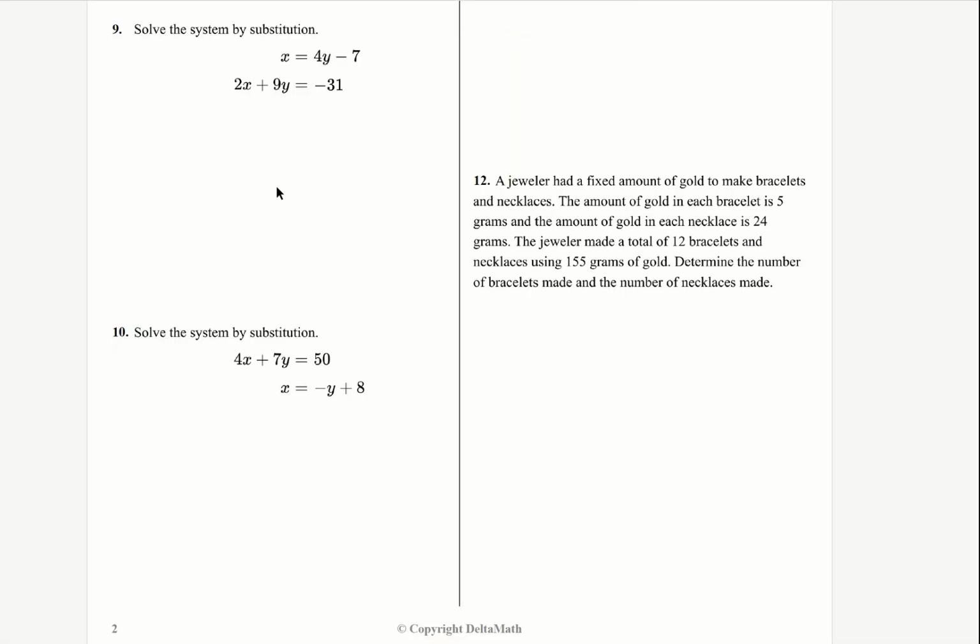Okay, here is one of our word problems. For these word problems, there's always going to be two variables that you're going to have to identify. In this case, we have bracelets and necklaces. So I'm going to call x the number of bracelets. And I'm going to call y the number of necklaces.